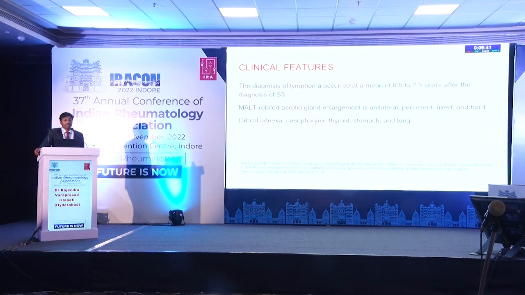Coming to the clinical features, the whole process roughly takes up to 6.5 to 7.5 years after diagnosis of Sjogren's syndrome. The most common manifestation is in the parotid gland, and they usually present as a unilateral persistent swelling, a fixed and hard swelling, not the transient swelling we usually see. The parotid is almost 1,000 times more commonly involved than other sites in Sjogren's syndrome. The others would be orbital adnexa, nasopharynx, thyroid, stomach, and lung.